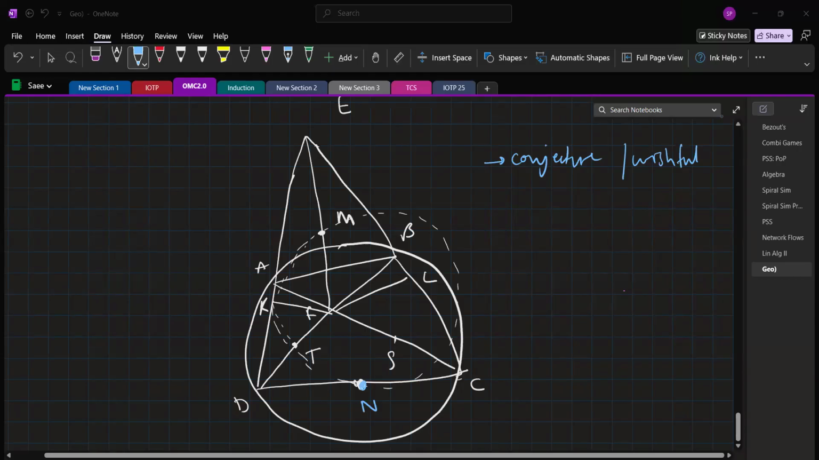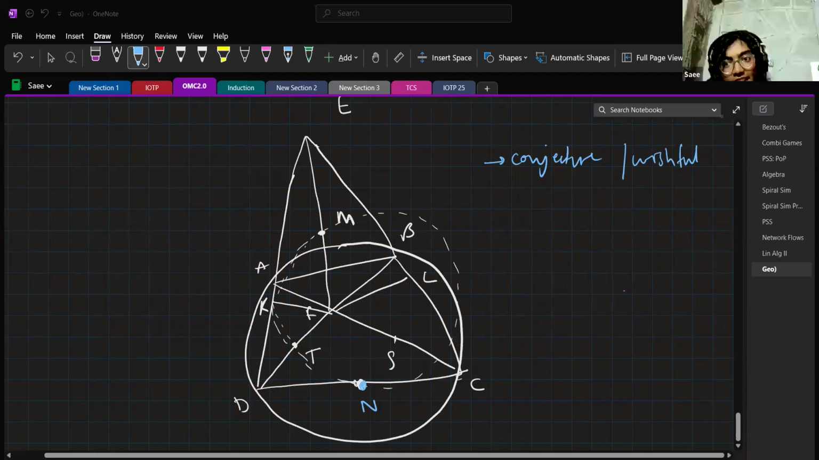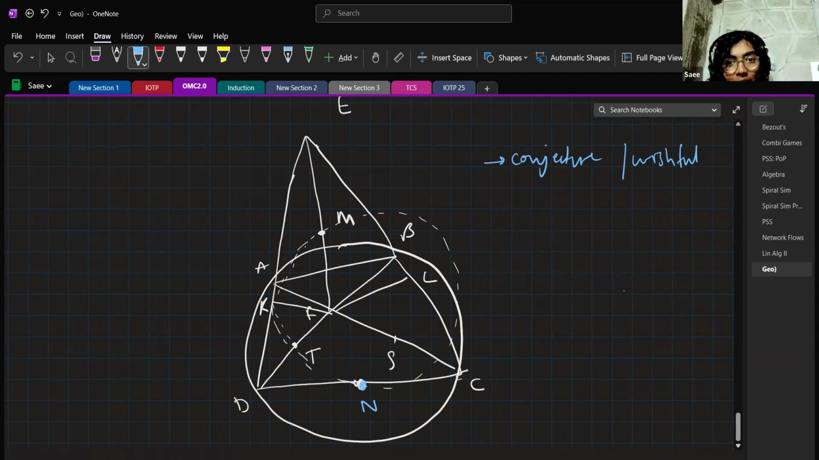We haven't even looked at power of a point. Hopefully this doesn't need it. This wasn't on my angle chasing list. Let's trust the list. I don't know when I made this list, but let's have some trust in the Saee that made it. If not, we can blame her. It's not on me.